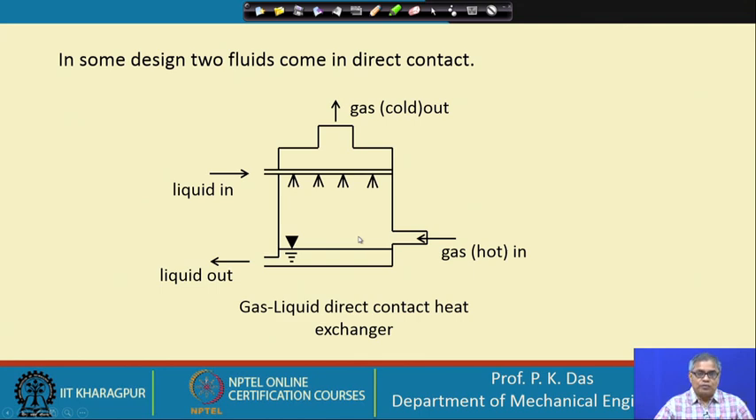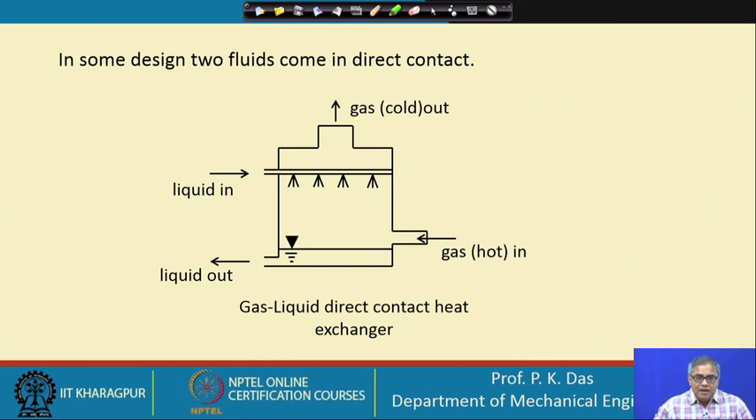Here, of course, there could be two mechanisms of cooling. First, due to the temperature difference between the hot gas and the cold liquid droplet, there could be sensible heat transfer, and the liquid may evaporate also. While evaporating, this liquid may take a certain amount of latent heat from the hot gas, so that ultimately the gas temperature will come down.